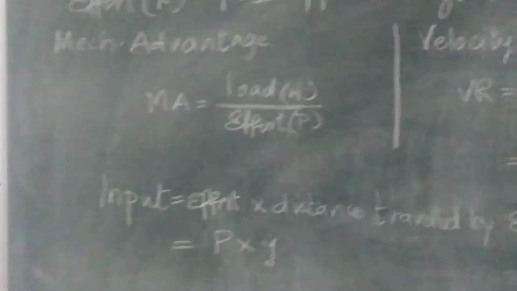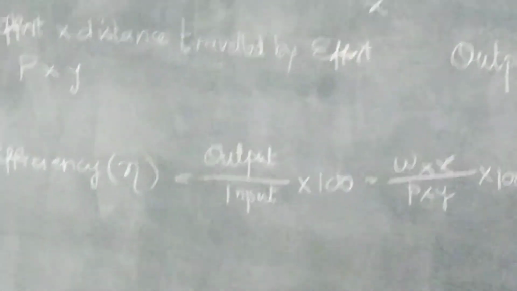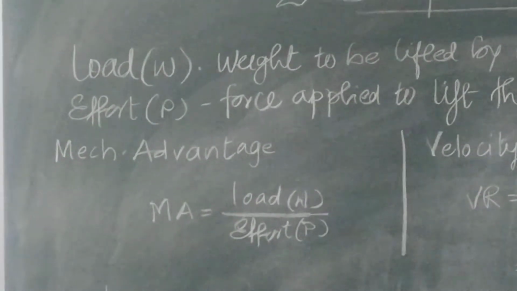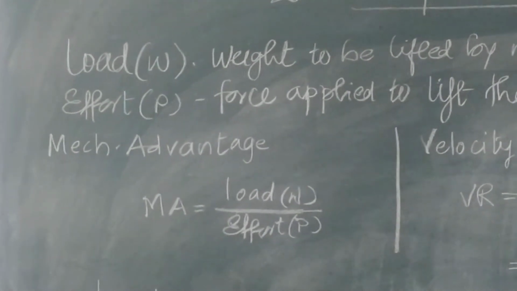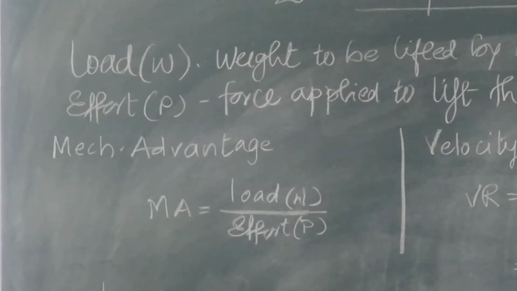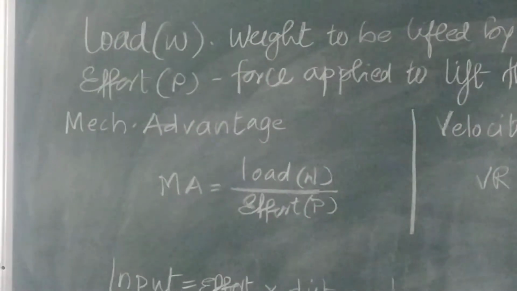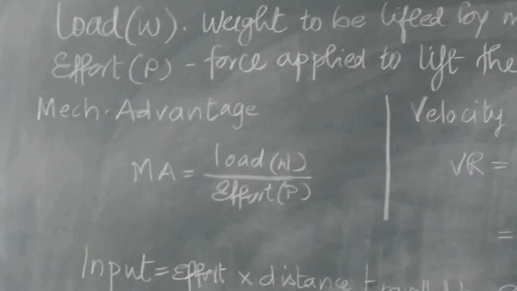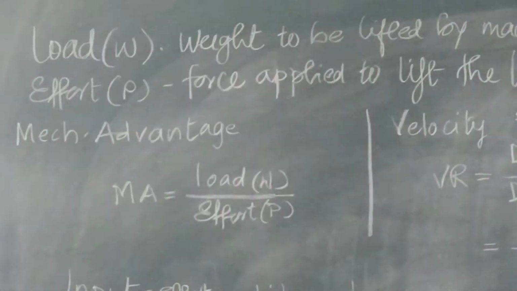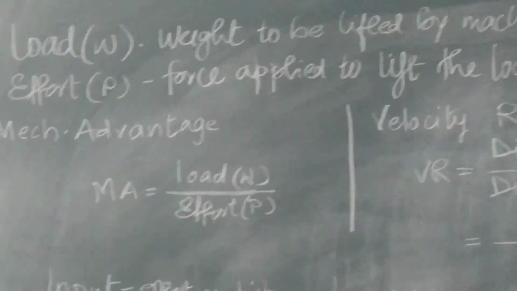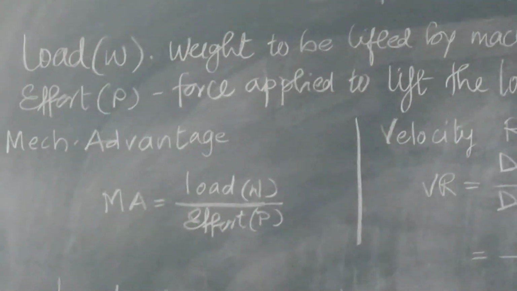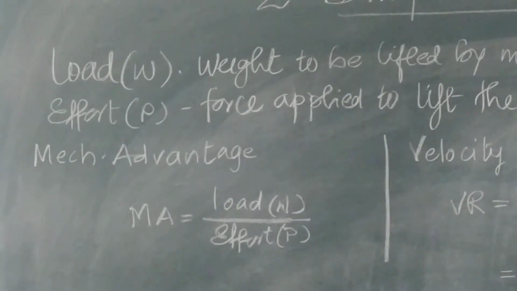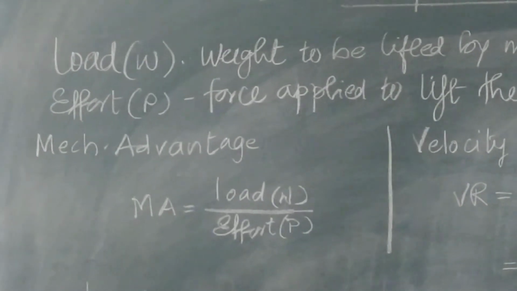Mechanical advantage. Mechanical advantage is the ratio of load lifted to the effort applied on a machine. So, mathematically MA is equal to load upon effort, or W upon P. W and P both have unit N, Newton. So, MA has no unit, it is a unitless quantity. Mechanical advantage is represented as MA.